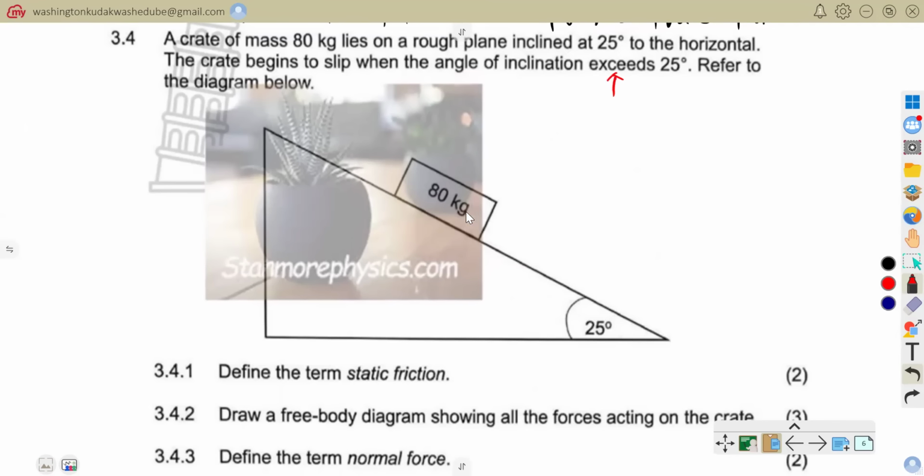It won't get to move, meaning that the parallel weight component would be equal to the opposing force of motion, which is the frictional force. So this weight parallel component would be balanced by the frictional force as long as the angle is equal to 25 degrees or less. But once we exceed that, that is where we can overcome the maximum static friction. Now let's hear our questions.